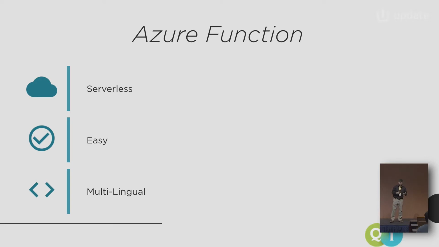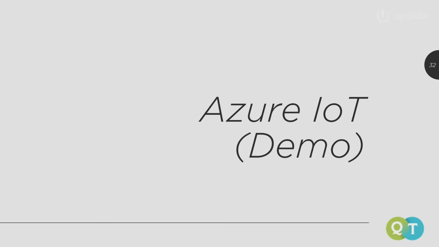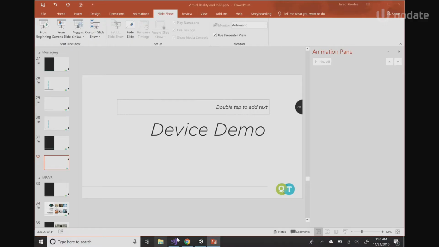And it's multilingual again. You can use Python, Java, and so on. Any of the languages you really want to, you can use. So the way we were going to do it was very simple. We were going to have Azure IoT Hub. Functions was going to read off of IoT Hub, and then that function was just going to forward it directly to the SignalR service. SignalR service is provided to us by Azure. It's a new service. We won't be using it because I couldn't get it to work, and here is why.